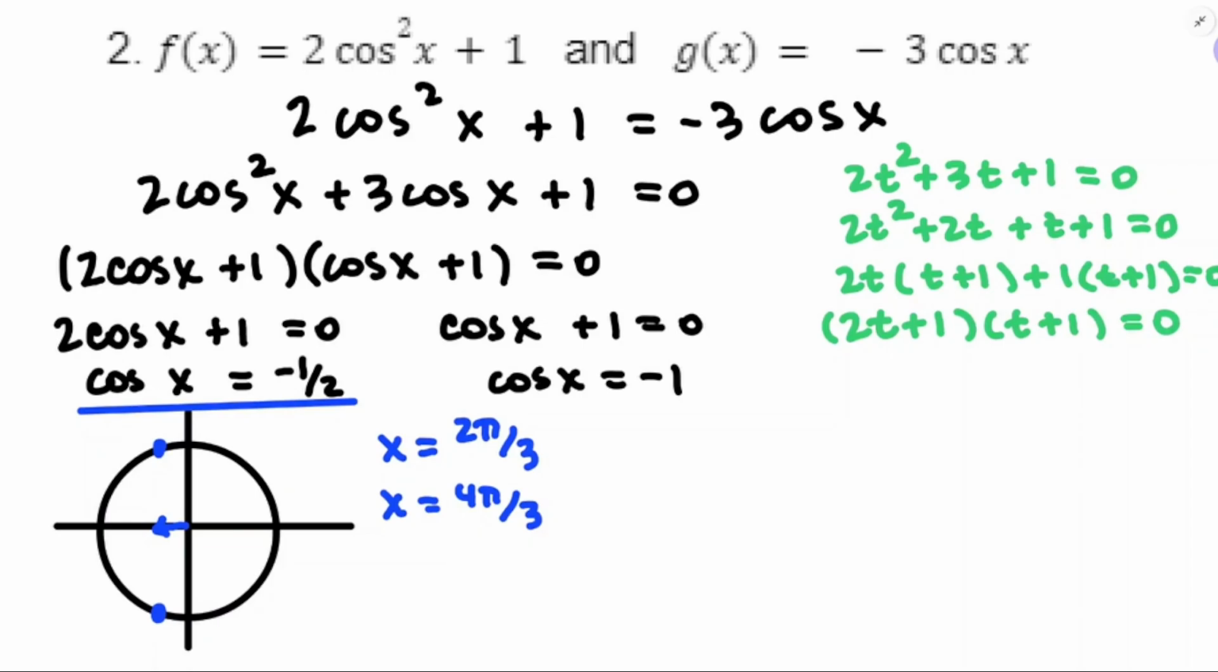And then where cosine x equals negative 1, well, that can only happen at the far left edge of the circle, and that's where x is equal to pi. And so those are going to be all of the coordinates of the intersections.